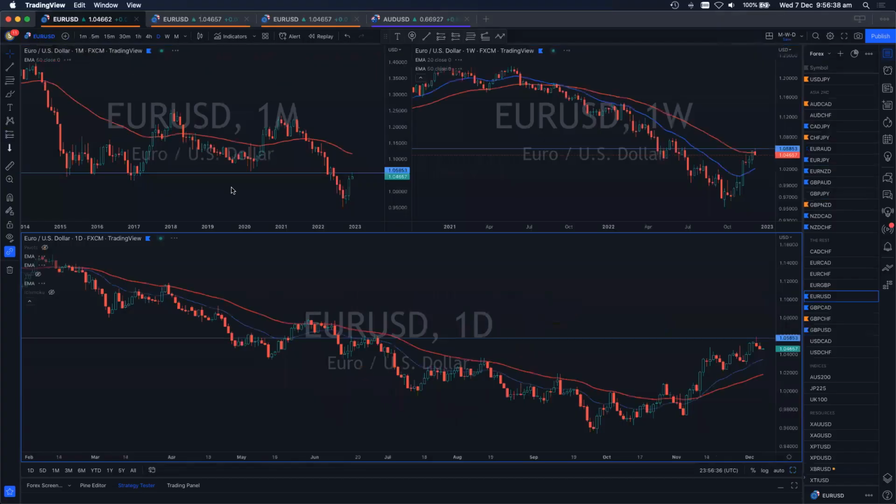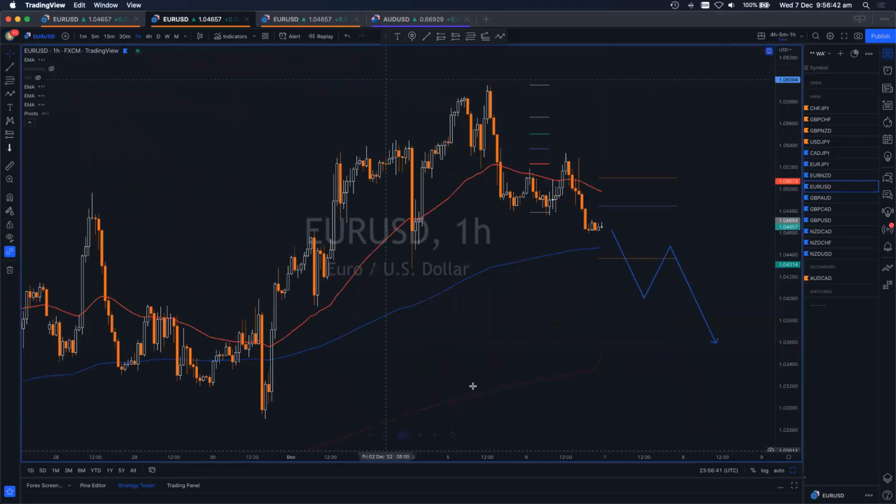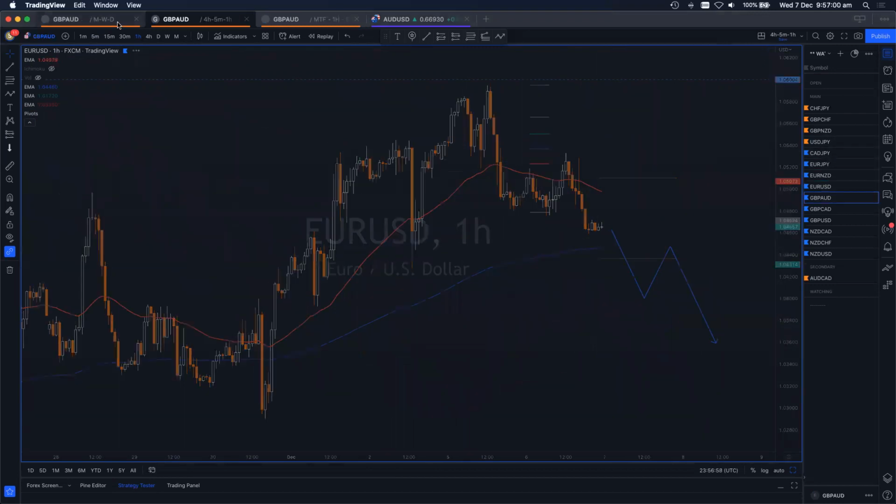Euro dollar. Nice rejection of this level, bearish action yesterday. We've had the IBO short, which was a bit messy. Euro dollar seems to be like that, I found. So wait now for the 4 hour 50 break and retest. That could be a CBO short. I'd wait for that.